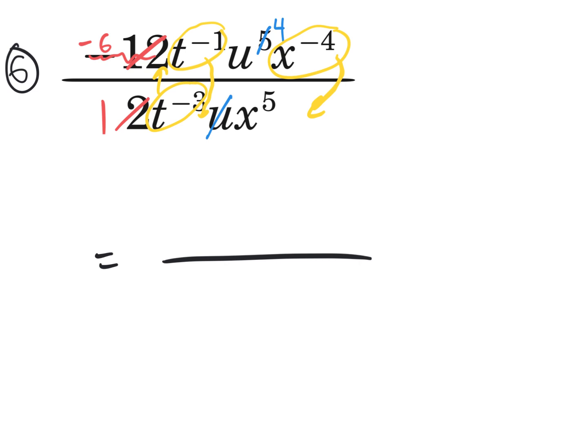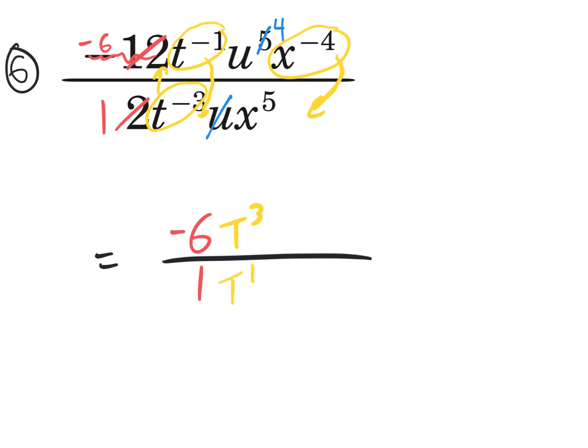I'm going to keep it that same color so you could see it, negative 6 over 1. Then we move on to t to the negative 1, which is going to move down, and t to the negative 3 is going to move up, and then they change signs, they become positive. So we're going to have a t to the positive 3 up on top, right? That t to the negative 3 moved up, it became t to the positive 3. T to the negative 1 moves down, and it becomes t to the positive 1.